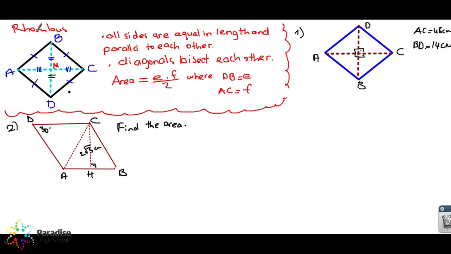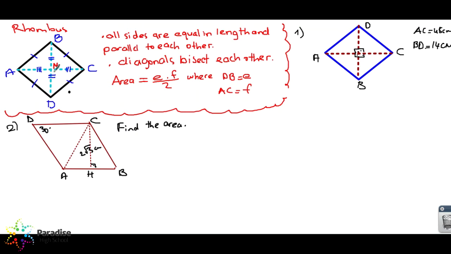The new topic is Rhombus. A rhombus is a combination of a square and a parallelogram. All the sides are equal like a square, and the opposite sides are parallel like a parallelogram. And the diagonals of a rhombus bisect each other. As you can see in the picture, BM is equal to MD and AM is equal to MC.